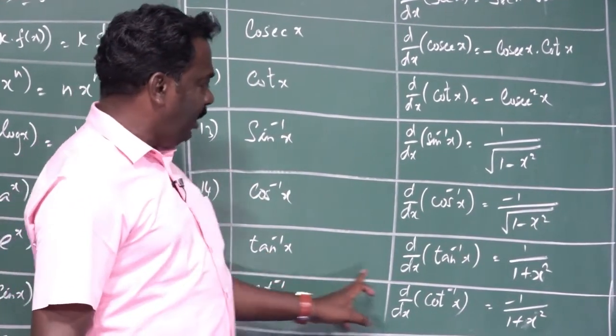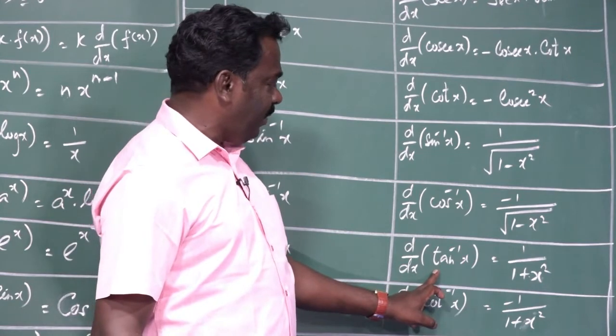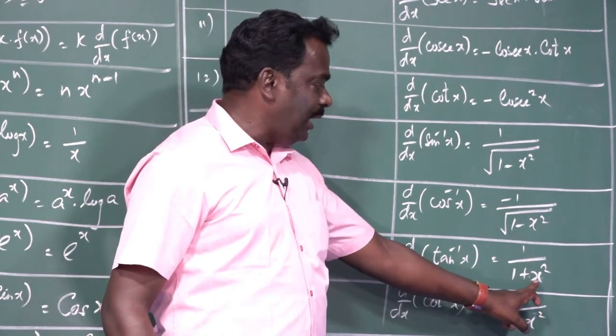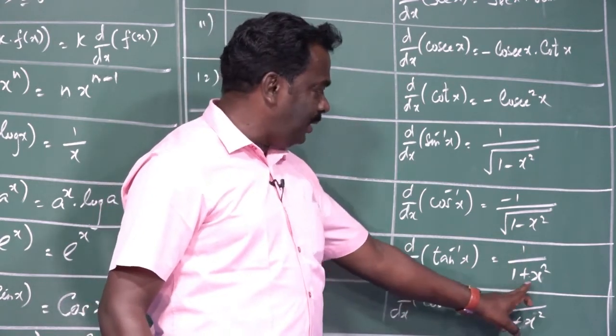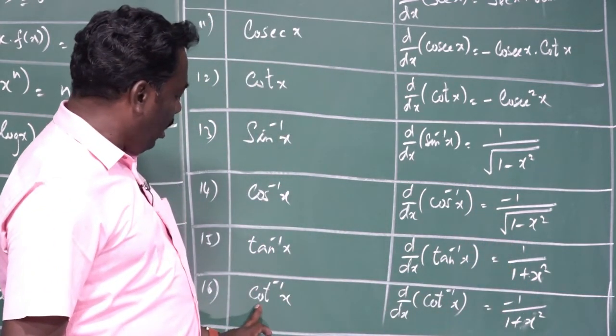Tan inverse of x: the derivative of tan inverse of x equals 1 by 1 plus x square. Then the function cot inverse of x.